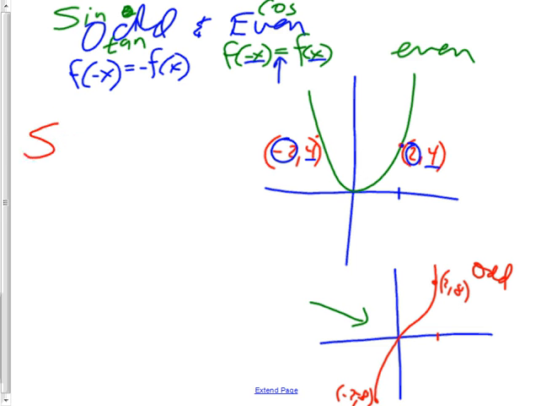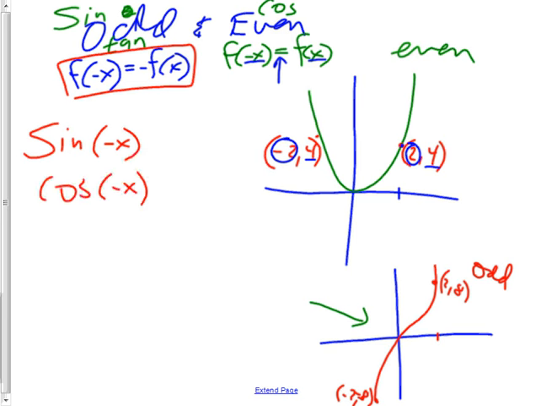I want you to write this. Sine of negative x. Negative on the inside, sorry. It's just like this rule right here. Sine of negative x, cosine of negative x, and tangent. I'm only writing them in that order because that's the order you learned them in the first place. Anyway, if you do sine of negative x, you do the opposite number, do you get regular sine of x?